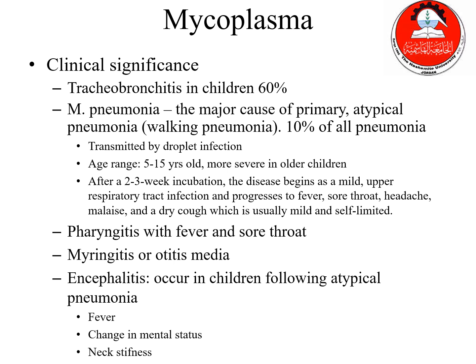It might also cause pharyngitis. It might cause also otitis media, and in patients, especially children, who have atypical pneumonia, the infection might spread to the brain and lead to encephalitis, and those patients might present with fever, neck stiffness, and change in mental status. So if children present after atypical pneumonia with mycoplasma with these signs, we should think of encephalitis as a result of mycoplasma infection.